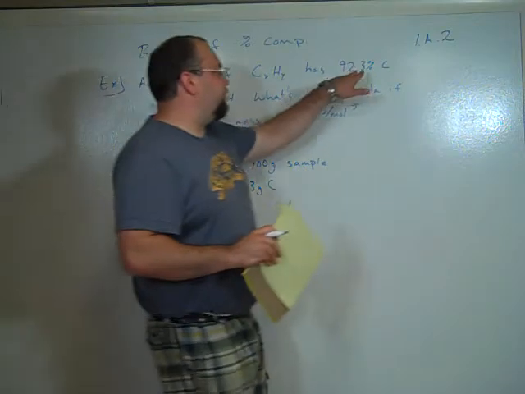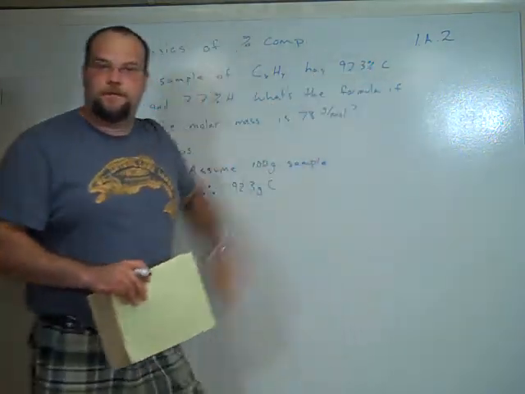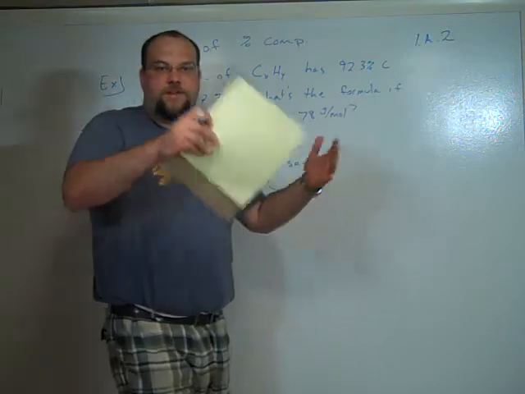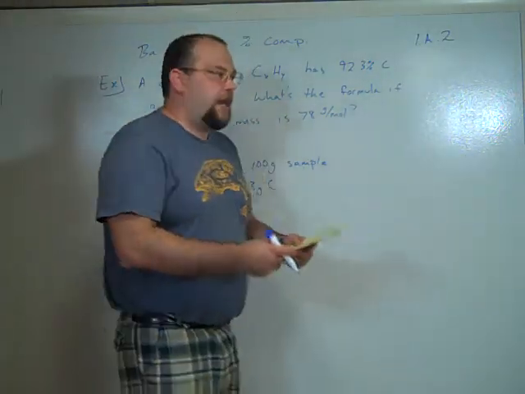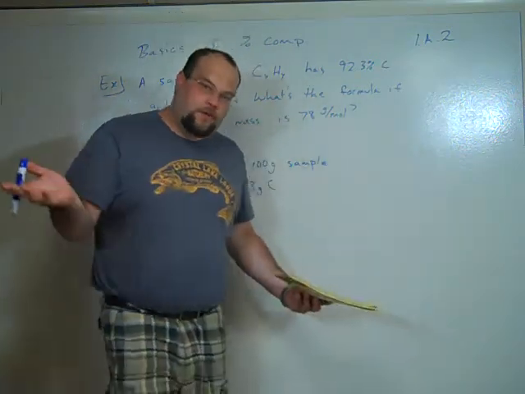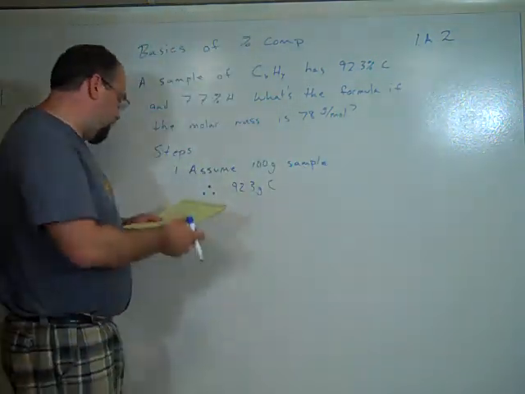If 92.3% of a 100 gram sample is carbon, well, that's 92.3 grams, right? If 92% of 100 is 92. If you get a 92 on a test, you got a 92%, if the test was out of 100. And whoever doesn't make tests out of 100 is crazy.